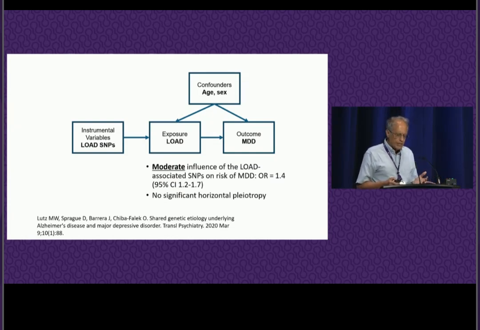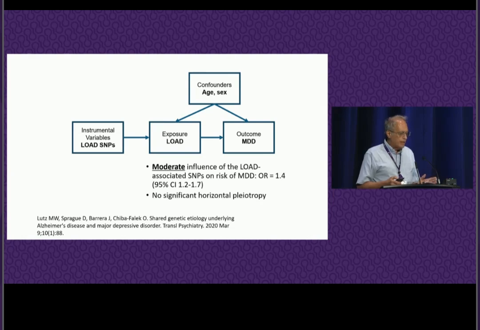We and others have studied the shared genetic etiology of Alzheimer's disease and major depressive disorder, or MDD. The Mendelian randomization analysis in this study showed a moderate influence of SNPs associated with late onset Alzheimer's disease on the risk of MDD, with an odds ratio of 1.4.